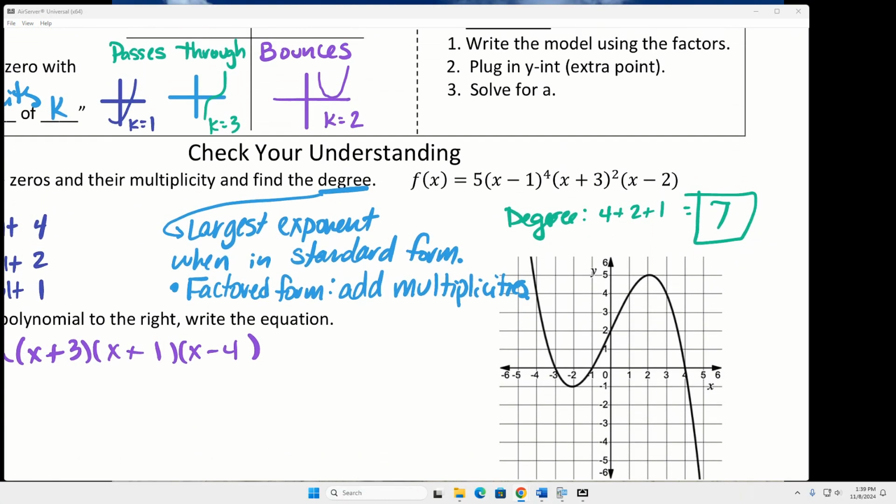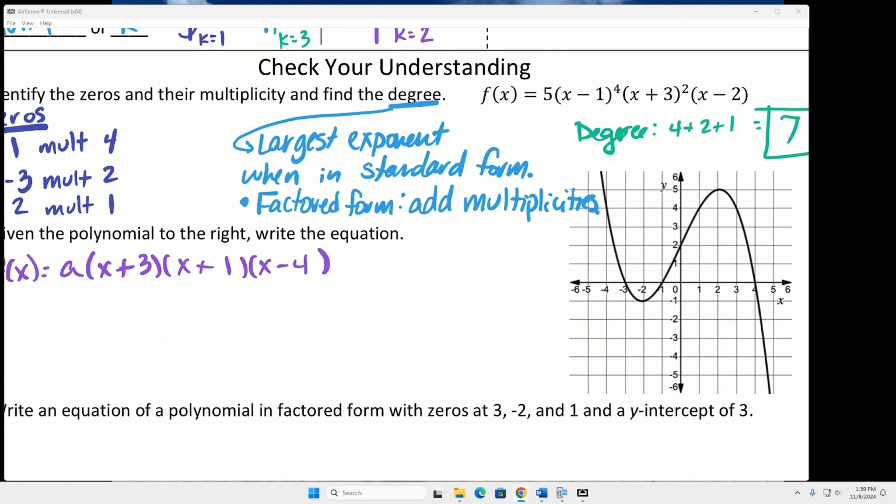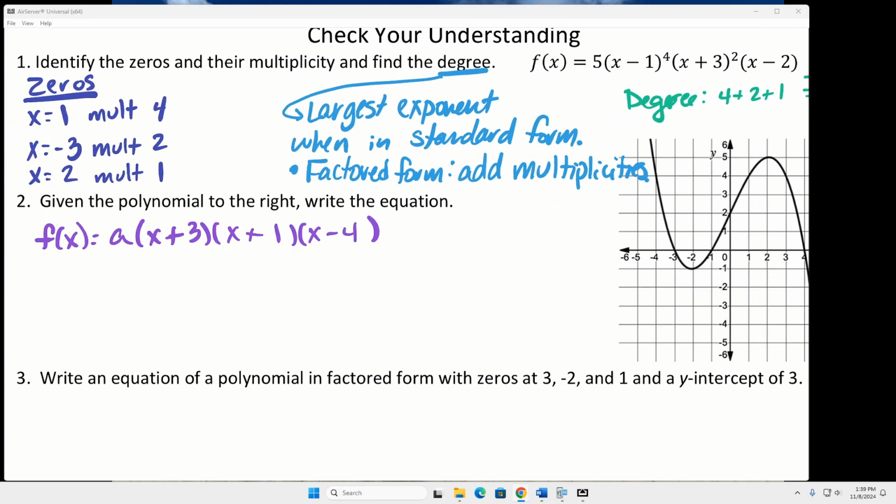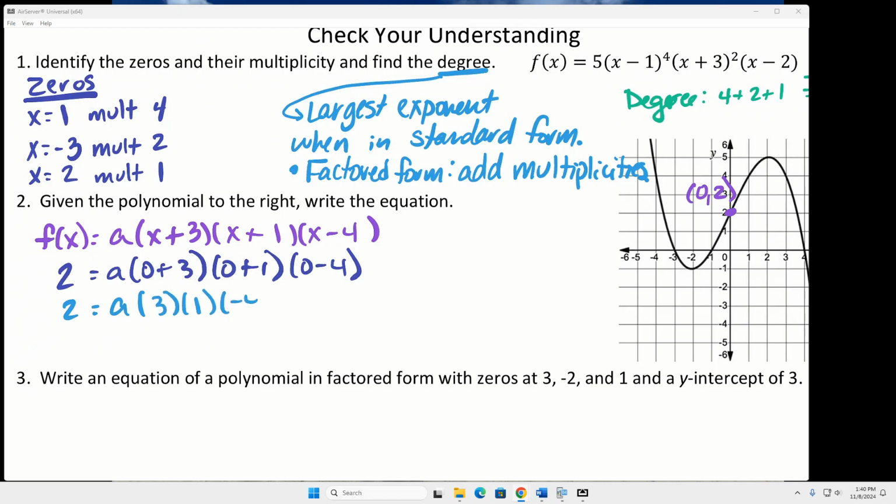All right, then we're going to plug in the y-intercept. That is the extra point. And we kind of did this yesterday in a smaller scale. And so the y-intercept here is the point 0, 2. So we're going to put 2 in for y, or f of x. And then we're going to put 0 in for all of our x's. So that ends up being 3 times 1 times -4, or negative 12a.